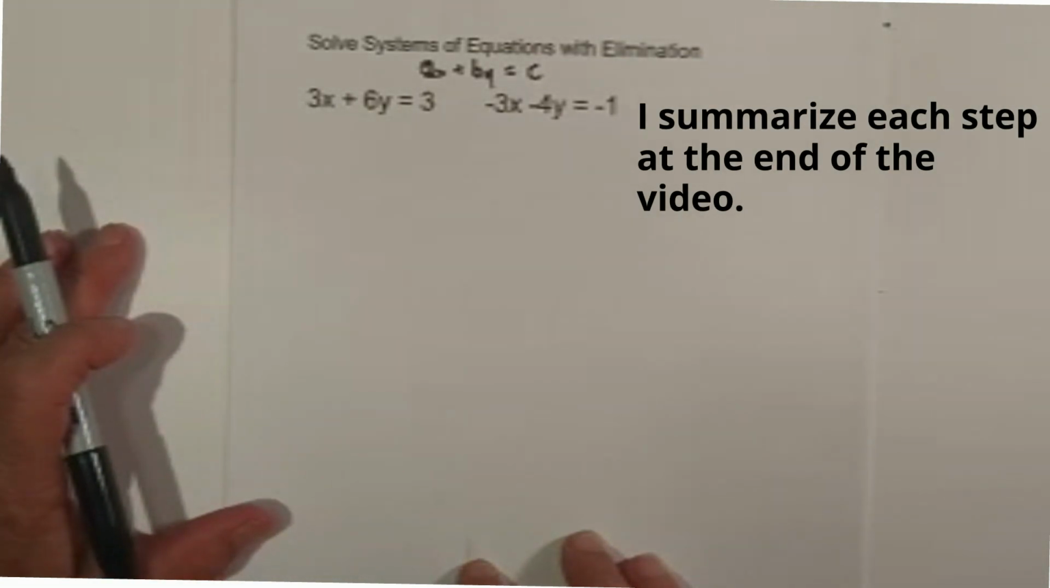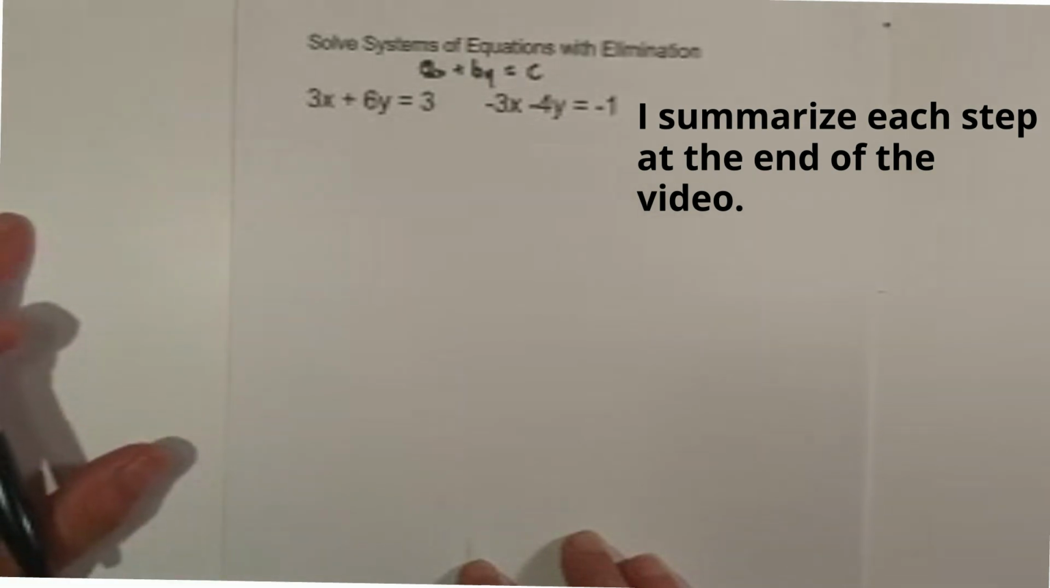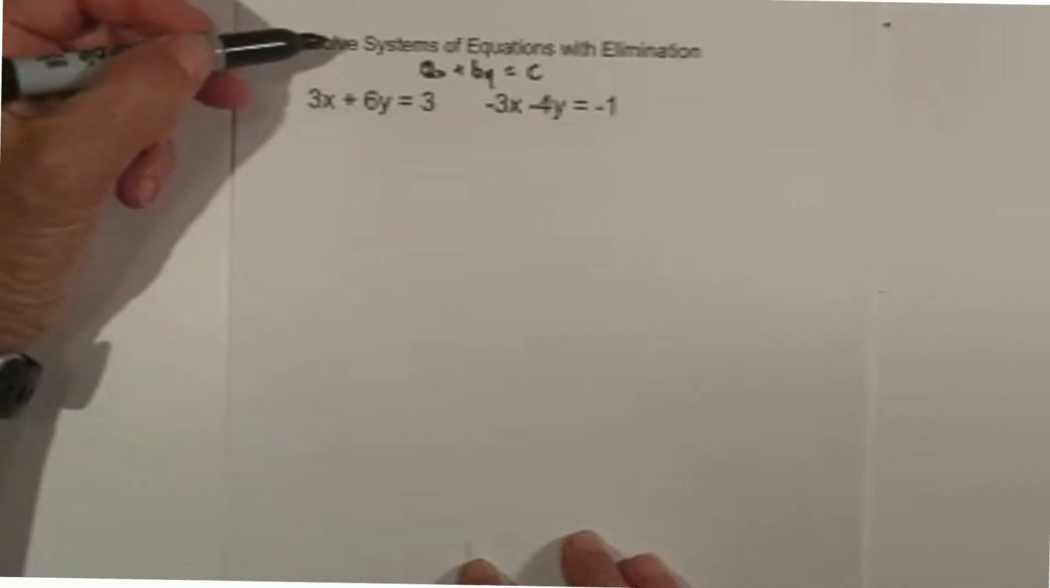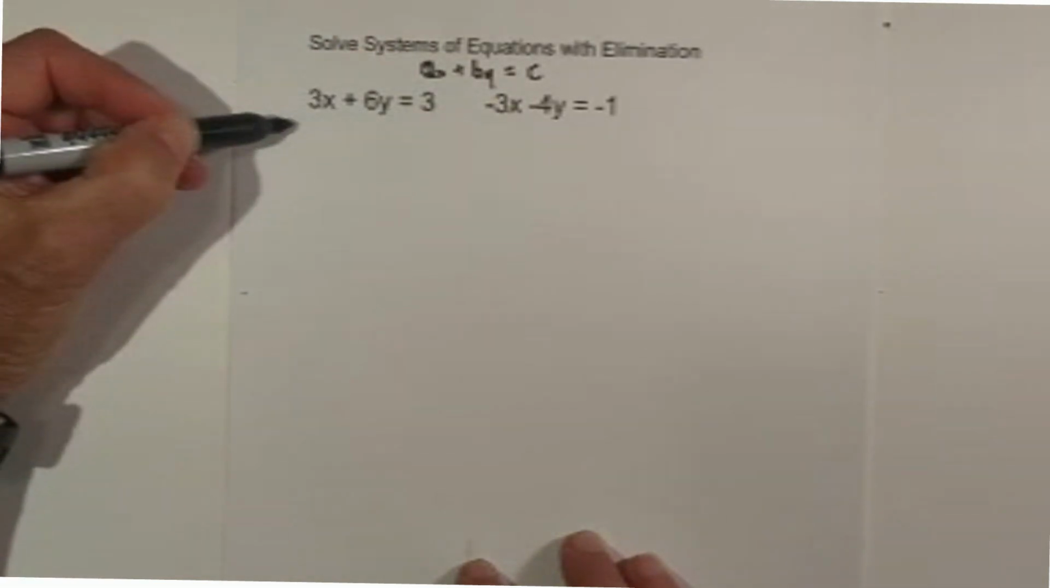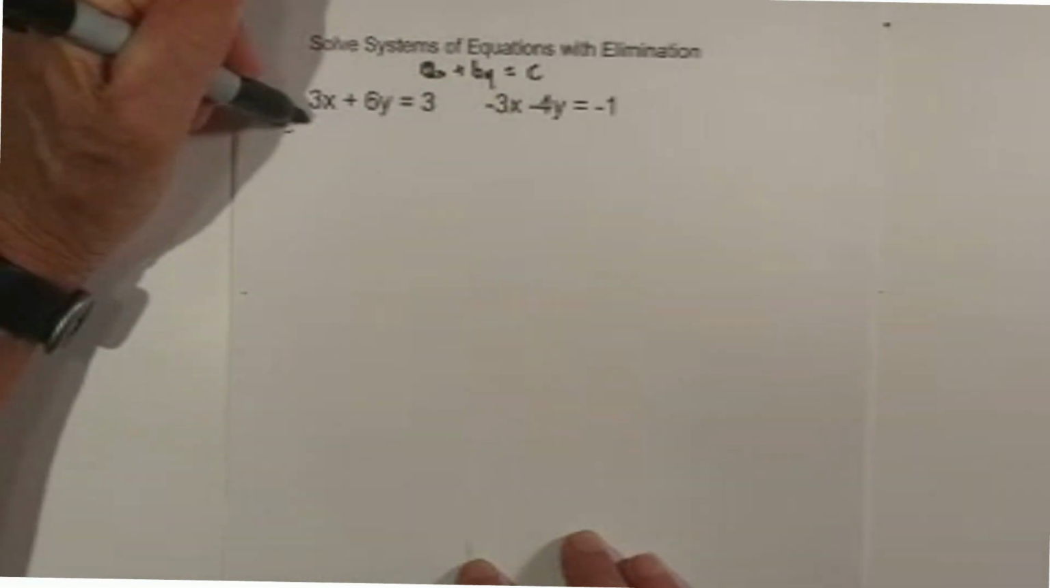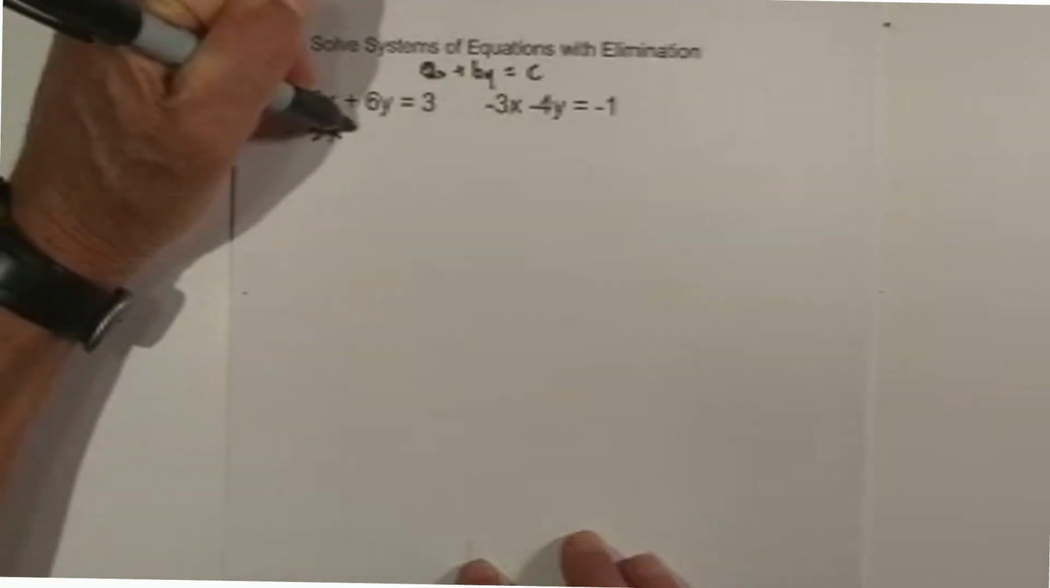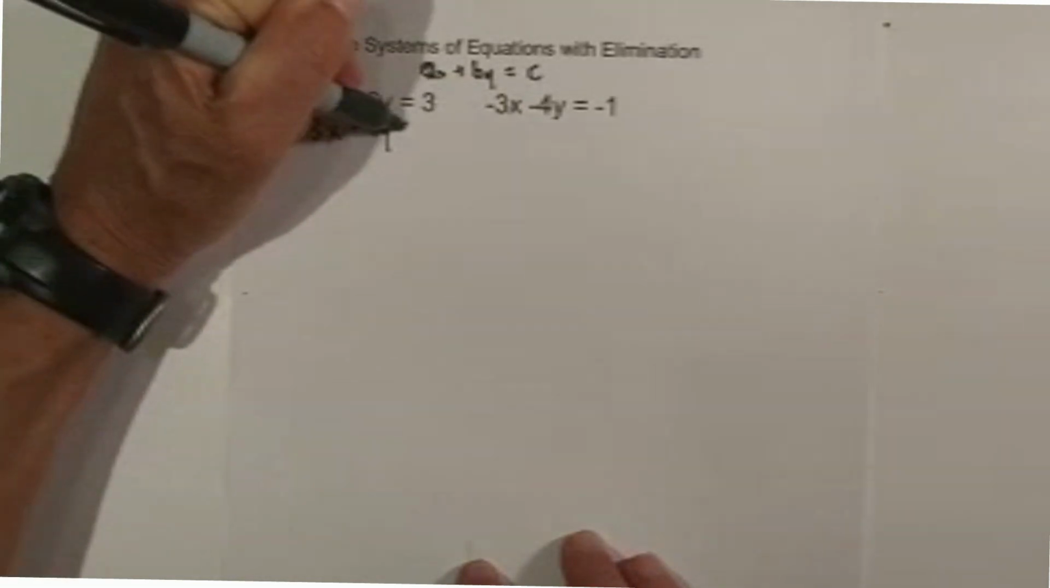By the way, I'm going to work two problems, and at the end of the second problem I'll have a summary, so you can jump forward to that. Now I'm going to move this equation underneath the other one, so I kind of have a subtraction problem. Let's do that.